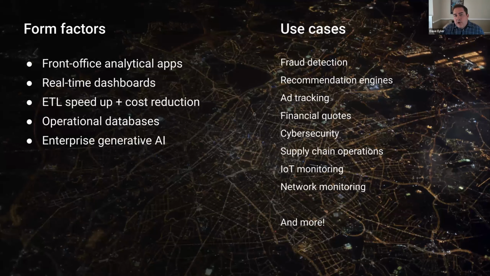What does this end up looking like? Where do people deploy these solutions? As I mentioned, front office analytical apps. Sometimes that front office app is a dashboard that you want to run in real time. SingleStore is a great solution for that. Often you've got an ETL job that's taking hours to run. You need to bring that job down. You need to reduce the cost, reduce the time. We can do a great job of that. Often people characterize these databases as operational databases. You can do all these things. We fit into that slot nicely. And enterprise generative AI, you're doing approximate nearest neighbor search on a ton of vectors. We can handle that too. So those are what the form factors look like.